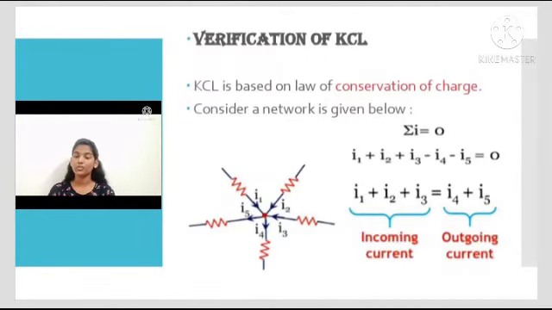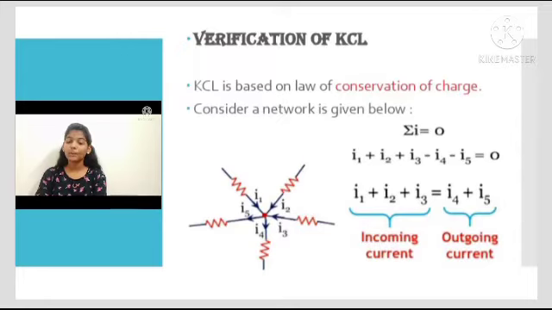The law of conservation of charge is the basis of KCL, and this law states that charge can be neither created nor destroyed. It can only be transferred from one system to another. To start with, consider a network with a junction. As we can see, this network is composed of 5 branches, and each branch has a current which is either entering or leaving the junction.